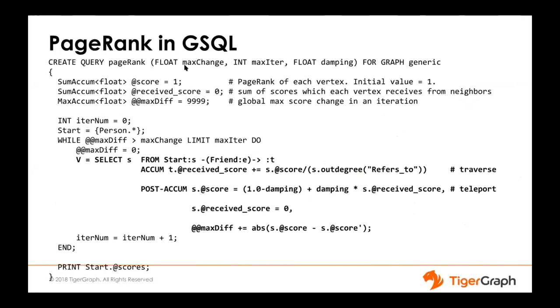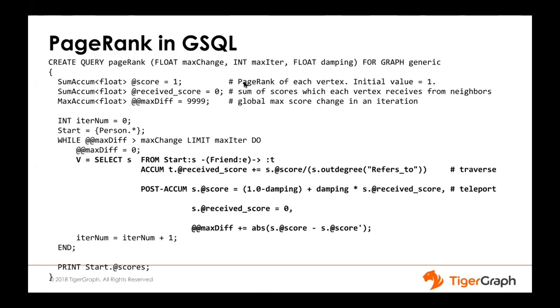Max change has to do with deciding when the scores have settled down. Max iterations, how many iterations do you want it to allow? You don't want to let it run forever. And the damping factor, it's that 0.85. You don't have to use 0.85 if you don't want to. You can adjust it. You've got three parameters here.